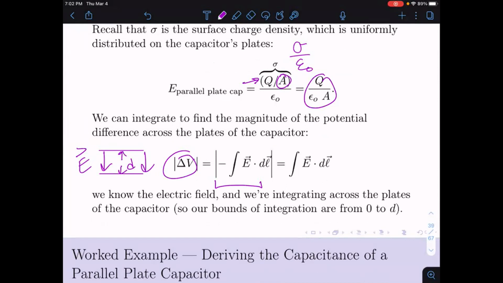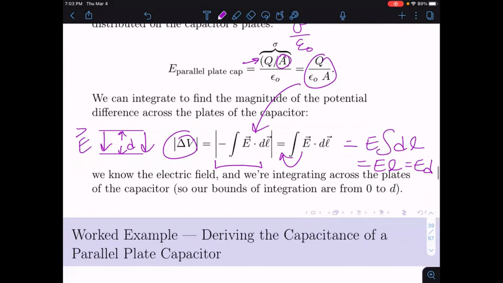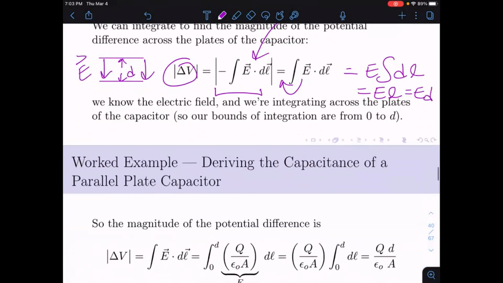So I will plug in my Q over epsilon naught A for the E field right there, and then I'll just integrate it with respect to that differential length. But notice that our E field is constant between two plates, so I can use some fancy integrating tools and pull that out of my integral. So really, I'm just getting E integral dL, which is just going to be E times L, or E times D there. That's covered on the next slide, but I just wanted to give that intro.